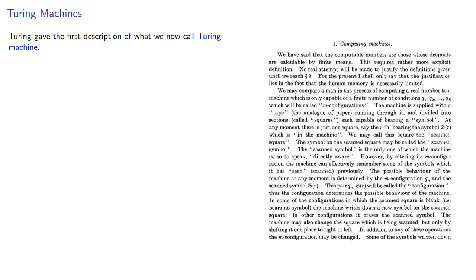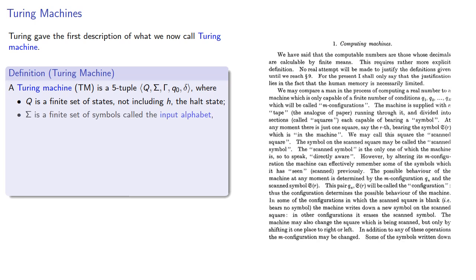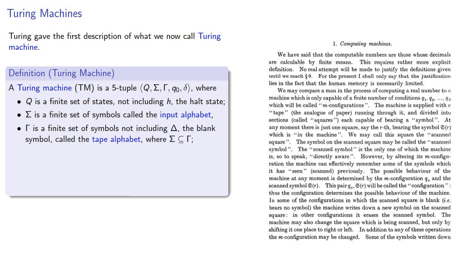His description is slightly different, but in modern terms we usually phrase it this way. A Turing machine is a 5-tuple where Q is a finite set of states, not including some special state H called the halt state. Sigma is a finite set of symbols called the input alphabet. Gamma is a finite set of symbols not including the blank symbol called the tape alphabet, where sigma is presumed to be some subset of gamma.